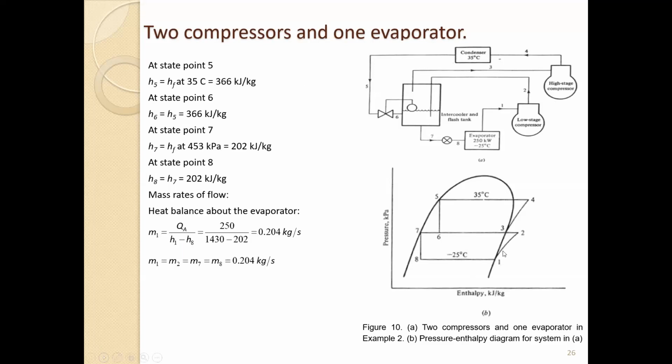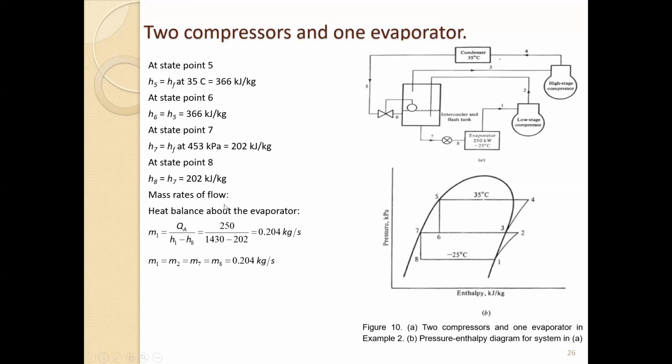So at state point 5, this is HF at 35 C or 366 kilojoule per kilogram. At state point 6, H6 is equal to H5. At state point 7, this is H sub F at 453 kilopascal or 202 kilojoule per kilogram. At 8, H8 is equal to H7.